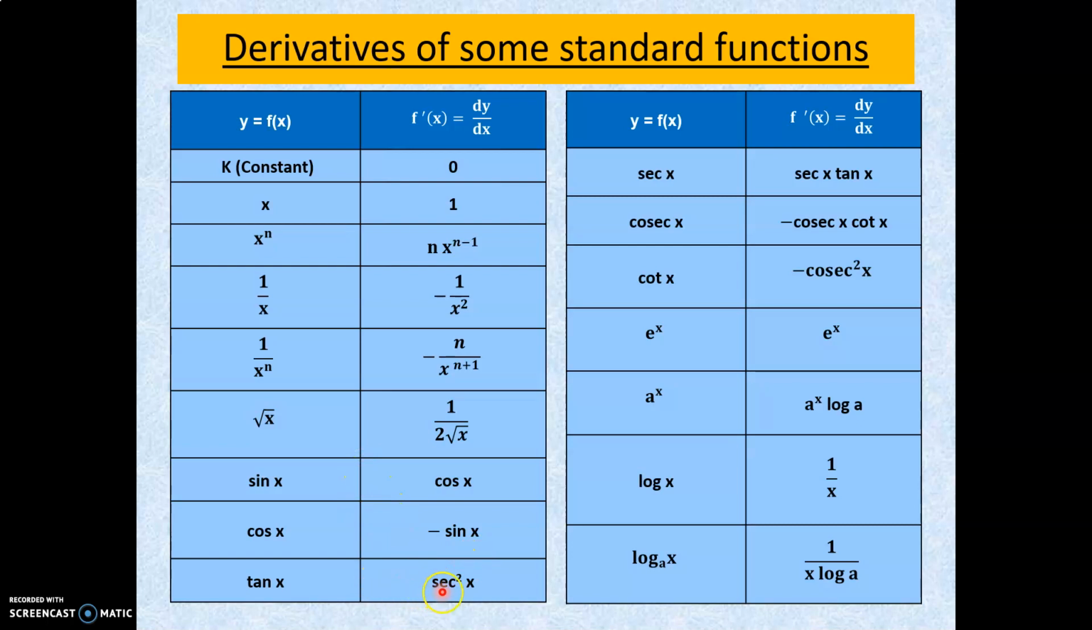derivative of tan x is sec square x, derivative of sec x is sec x into tan x, derivative of cosec x is minus cosec x into cot x, derivative of cot x is minus cosec square x, derivative of e raised to x is e raised to x, derivative of a raised to x is a raised to x into log a, derivative of log x is 1 upon x, derivative of log x to the base a is equal to 1 upon x log a. This much we already studied in 11th standard.